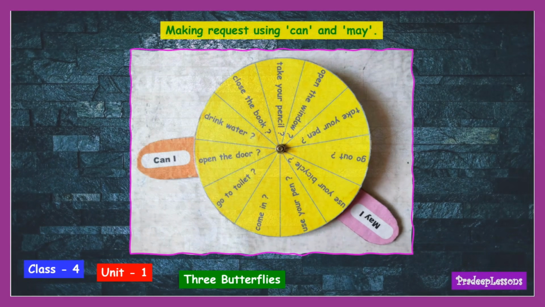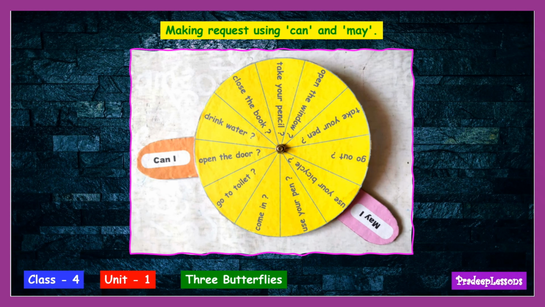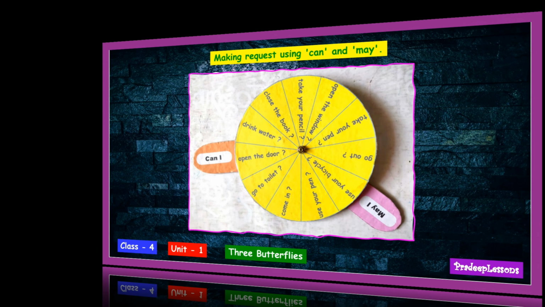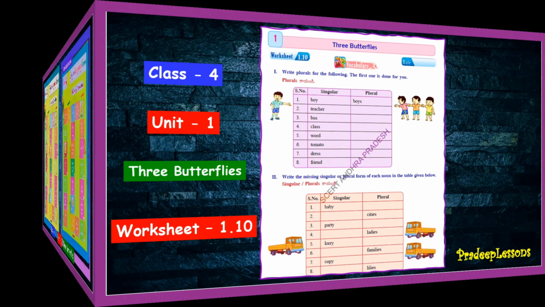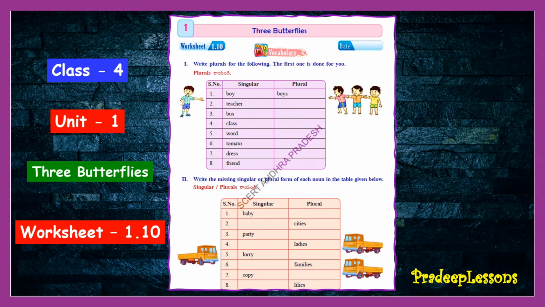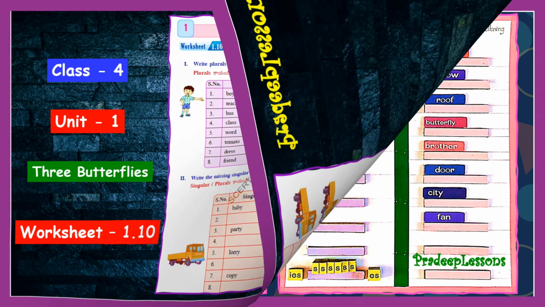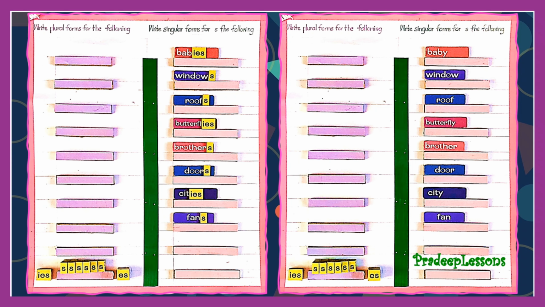Next, I prepared a wheel TLM for how to use can and may. This is English language teaching learning material for instructional commands. Next, I prepared teaching learning material to teach singulars and plurals. For this, I prepared interactive teaching learning material.